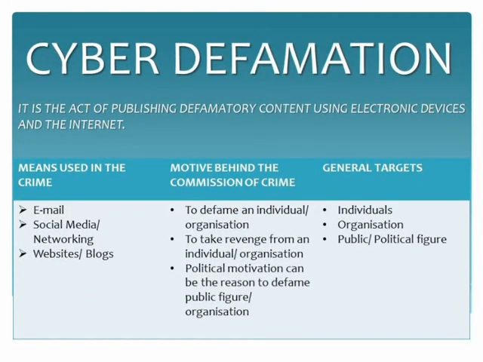Then comes cyber defamation. It is an act of publishing defamatory content using electronic devices over the internet. So, the motive is to defame any individual to take revenge or political motivation could be the reason. The general targets are individual, organization, public or political figure.